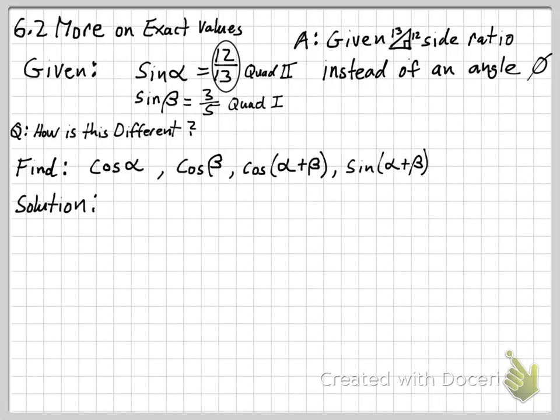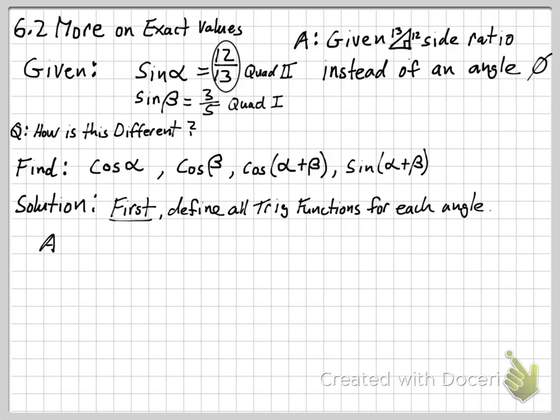Look at this little triangle that I drew up here. 12 over 13. Where did I get that from? Well, the sine of alpha is opposite over hypotenuse. So what I need to do is draw a triangle in quadrant 2 with these values. And I need to do the same thing for angle beta. Okay, let's watch carefully what I do here. These triangles here, if you skip this step, you're going to have a tough time.